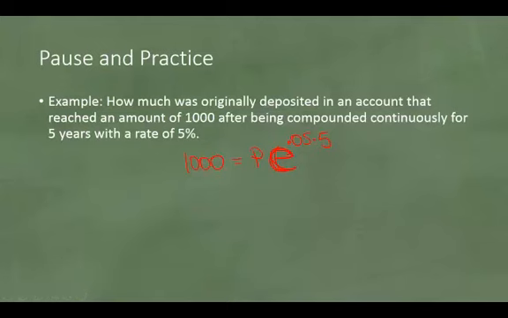There's lots of ways we can solve for that. We're going to use the calculator to do it graphically. So we're going to say instead 1,000 is equal to x, since we don't have a P variable in our calculator, e to the 0.05 times 5.